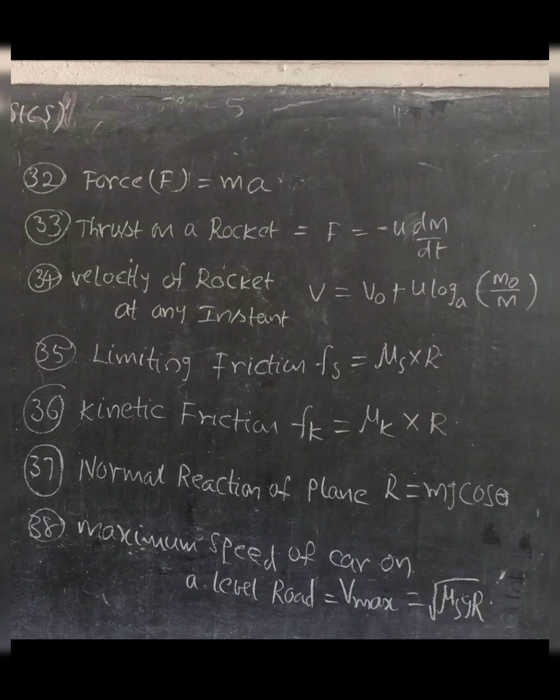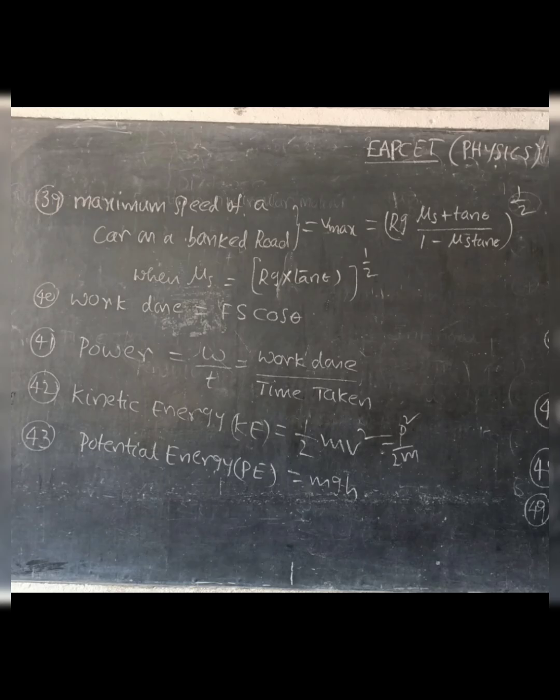Normal reaction of plane, R is equal to mg cos theta. Maximum speed of a car on the level road, v max is equal to root mu s r g. Now maximum speed of a car on a banked road, v max is equal to r g into mu s plus tan theta by 1 minus mu s tan theta, whole power of half. When mu s is equal to 0, v is equal to r g tan theta, whole power of half.